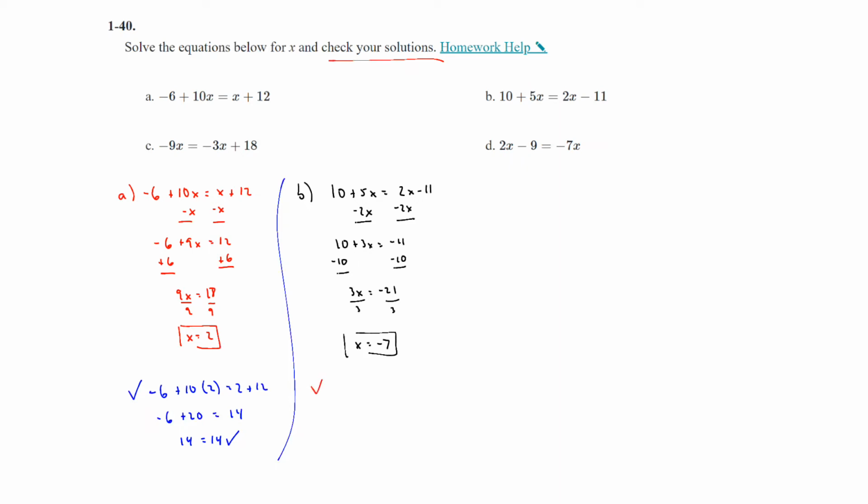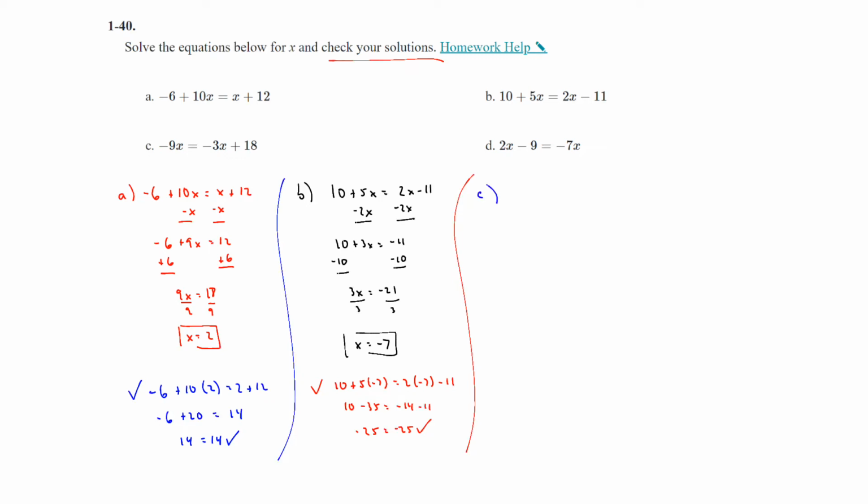So once again, to show that check, this would be 10 plus 5 times negative 7 is equal to 2 times negative 7 minus 11. So 10 minus 35 is equal to negative 14 minus 11, or negative 25 is equal to negative 25. So once again, it does check out.